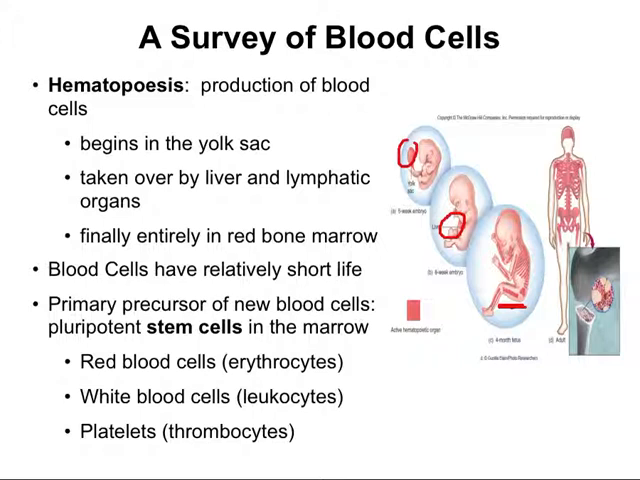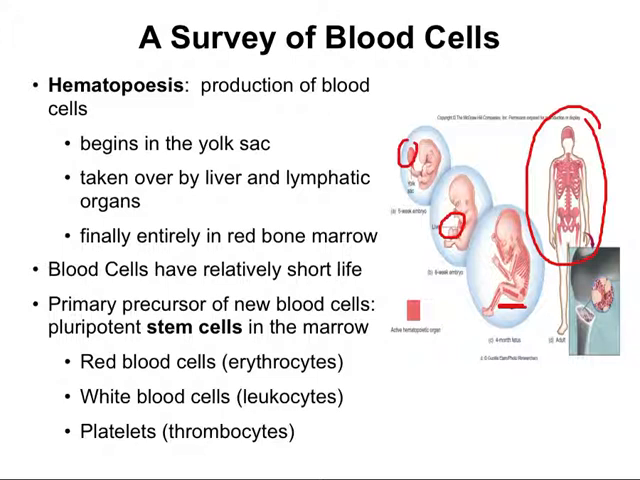By the age of 4, we see that hematopoiesis predominantly happens in the ribs and sternum and pelvic girdle, the flat bones of the skull, and in the spinal column. So production in the large bones of the body has really ceased by the age of 4.